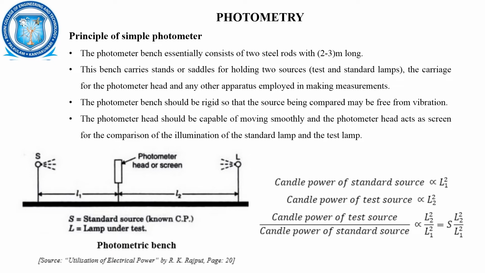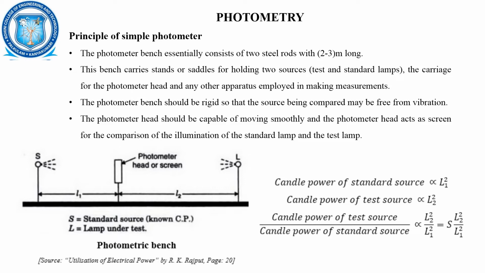Let us see about the photometer. The photometer bench essentially consists of two steel rods 2 to 3 meters long. This bench carries stands or saddles for holding the two sources, that is the test and the standard lamps. The carriage for the photometer head has to be placed in between the test lamp and the standard lamp, and any other apparatus employed in making the measurements. Whatever we are using for measurement purposes has to be accommodated in the photometric bench.